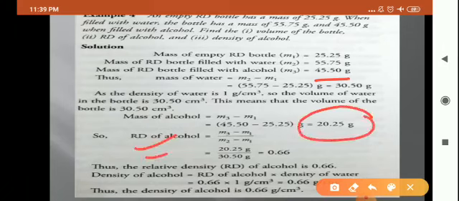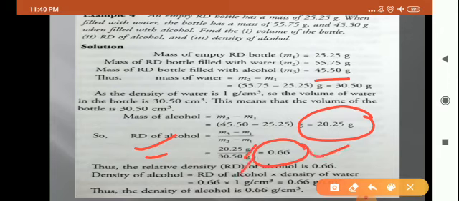Now the formula you will apply. RD of alcohol is equal to mass of the liquid divided by mass of the water at 4 degrees Celsius, whatever the mass of the water is that you have found. Okay, so that is 22.25 gram divided by 30.50 gram, that is 0.66. Now this value is your RD value, that is your relative density value. See, it does not have a unit because you are taking two same quantities and the gram gets cancelled.